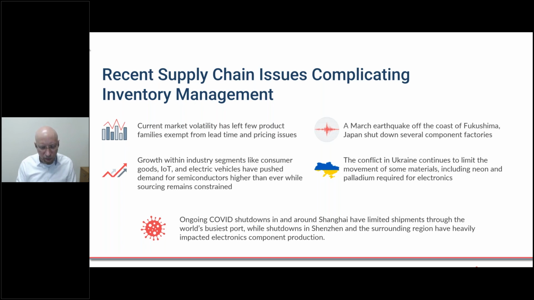Lately, probably the most major impact to the current supply chain situation is the ongoing COVID shutdowns in China. Right now, we're still working out of some of the shutdowns in Shanghai and Beijing, which are impacting shipments. And the shutdowns in Shenzhen in March did combine with the issues that we were seeing due to the earthquake in Japan, and really had a huge impact.